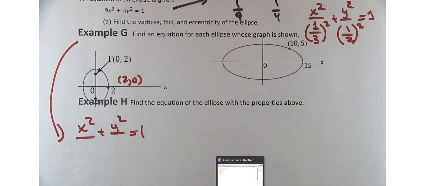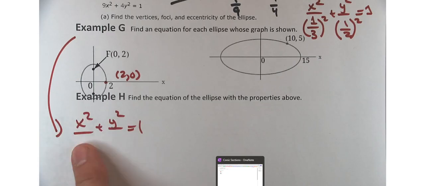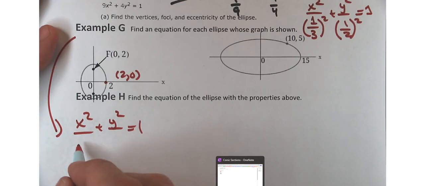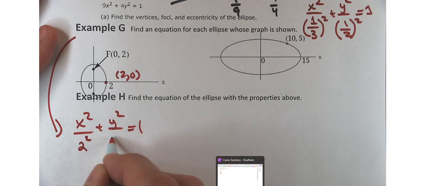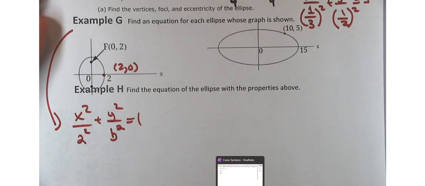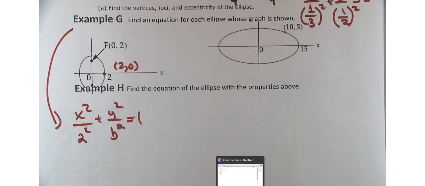So I know that in general I'll have x squared over something plus y squared over something. Can anyone tell me either of these somethings? What does one of these have to be? Dylan? Yeah, has to be 2 squared plus, for lack of anything better right now, we'll call it b squared.